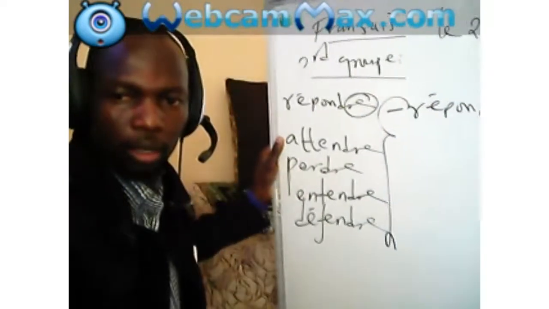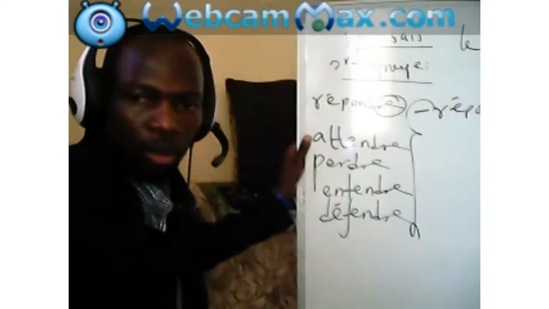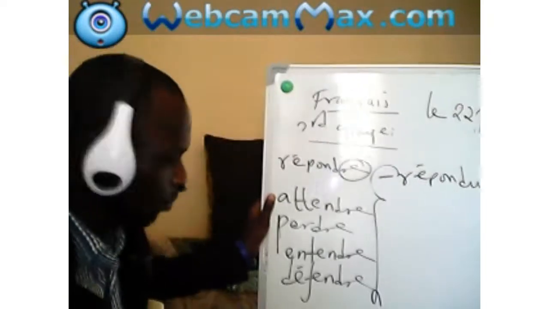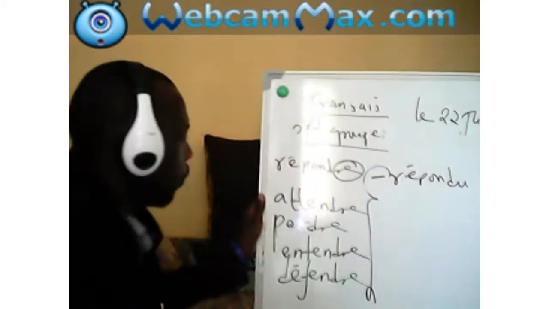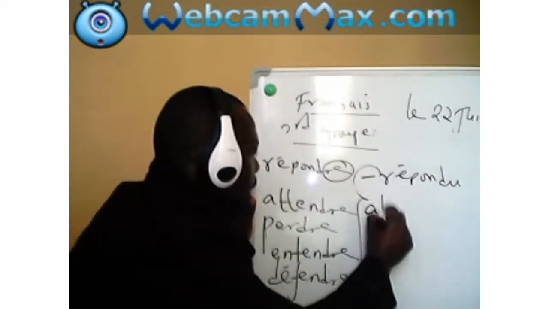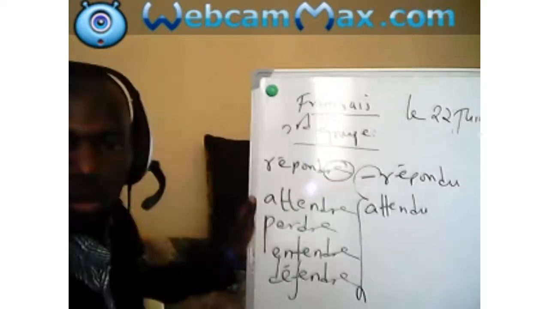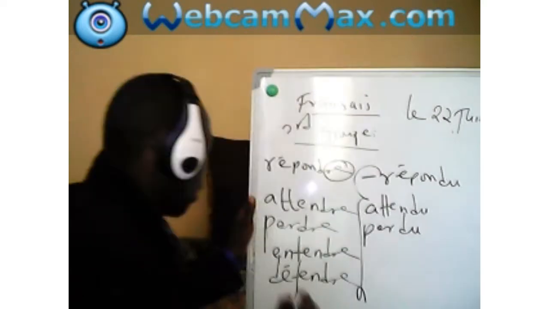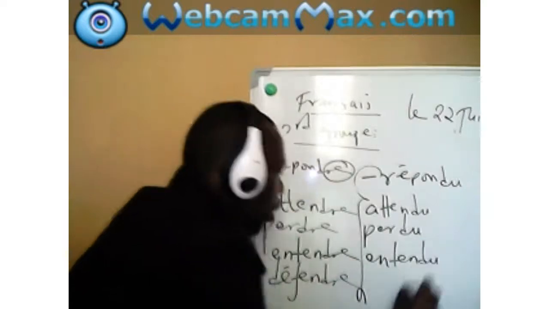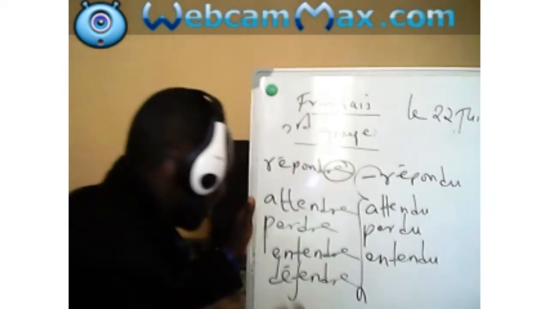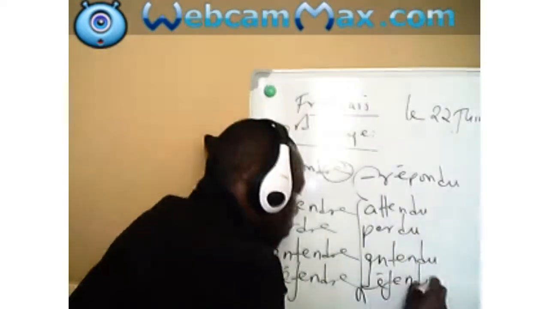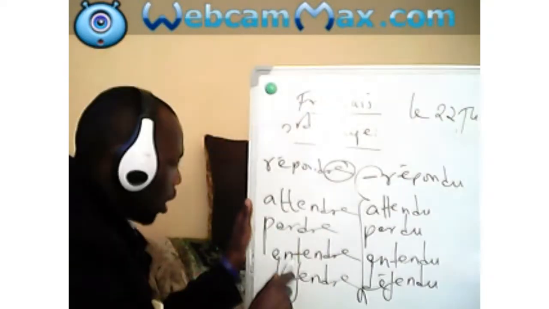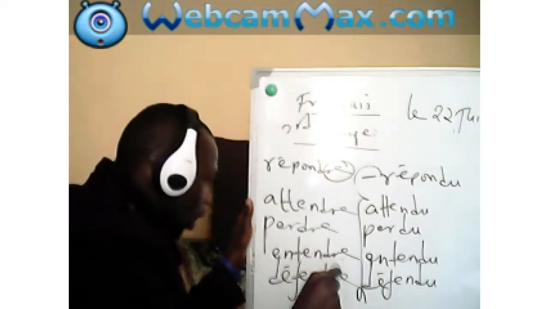Okay? Répondu. I believe you can see. Répondu. Then we have attendre, we say attendu. Perdre, we say perdu. Entendre, we say entendu. Défendre, we say défendu. Répondre, to respond. Attendre, to wait. Perdre, to lose. You can lose someone, you can lose something. Entendre, to hear. Défendre, to defend.